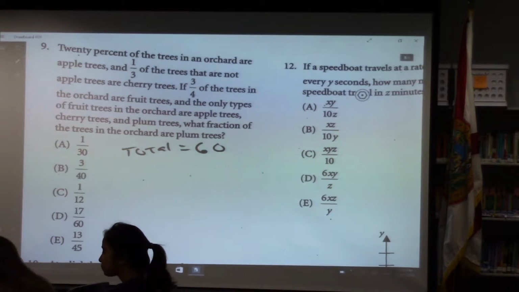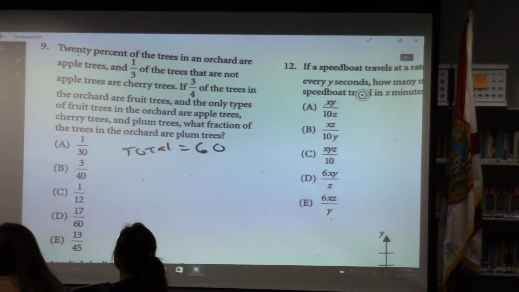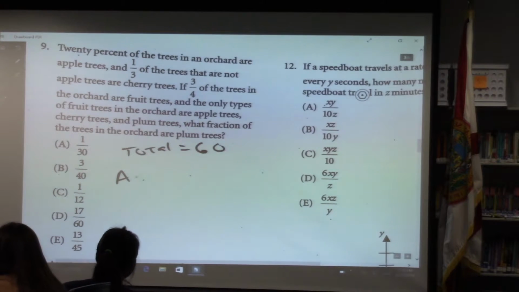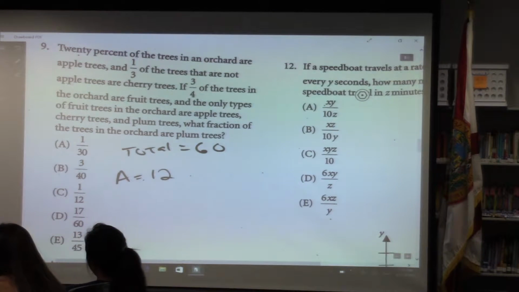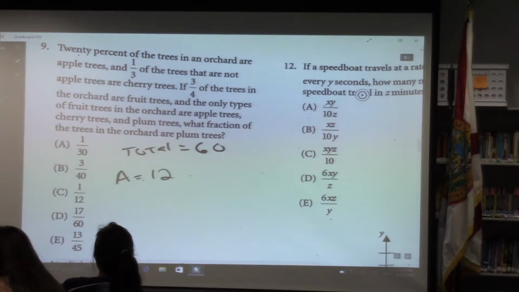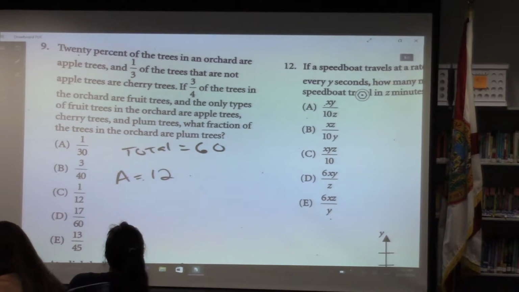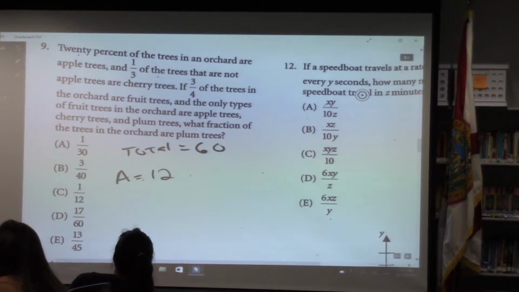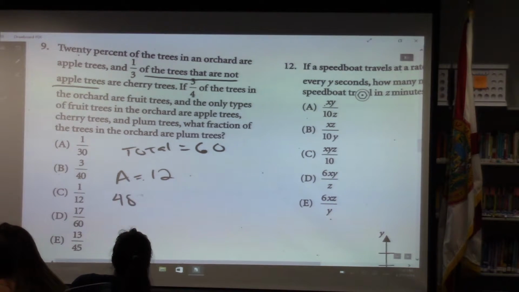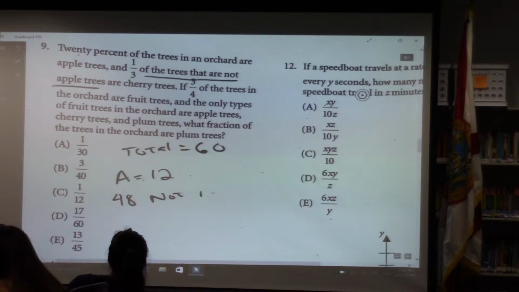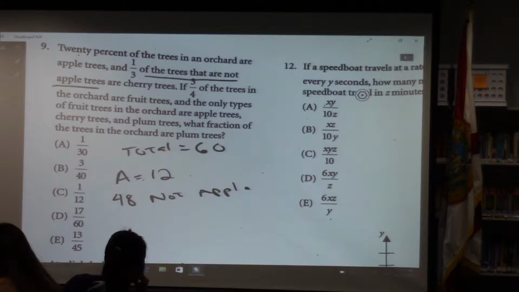So guys, 20% of 60 is what? 12. So we've got 12 apple trees. And it says a third of the trees that are not apple trees are cherry. So how many are not apple? 48. Not apple. Good. And then a third of those are cherry trees. So how many are cherry trees?